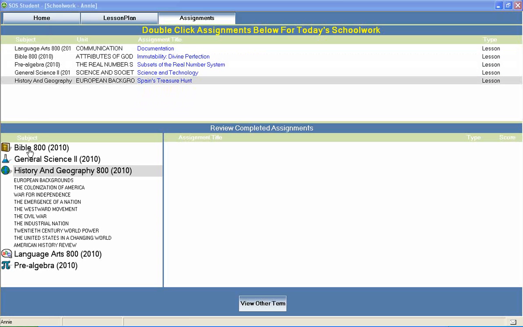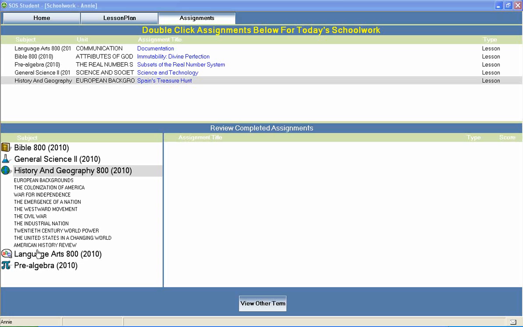In Switched On Schoolhouse 8th grade History and Geography, your students will study U.S. history with units on European backgrounds, War for Independence, the Westward Movement, the Industrial Nation, the United States in a Changing World, and much more.